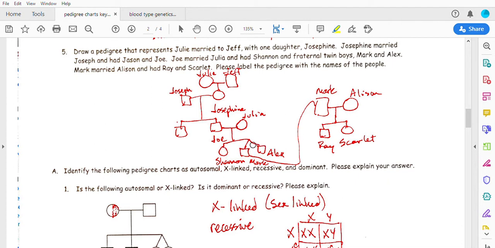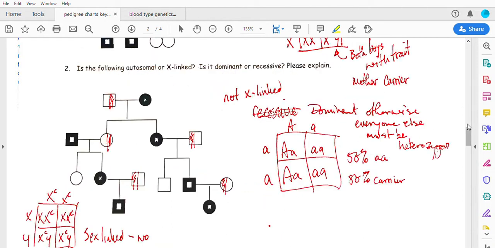So here we have two lines that are connected that show the two boys. And then we have Mark. I had to draw this over the side, so this would normally be down below, but here we have Mark marrying Allison, and then they had Ray and Scarlett. Okay, so that was part of it.